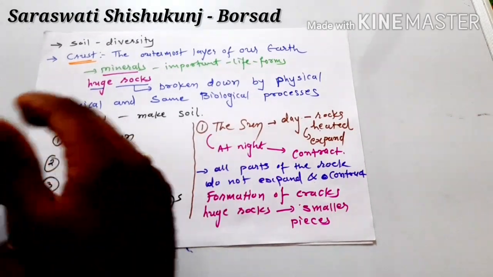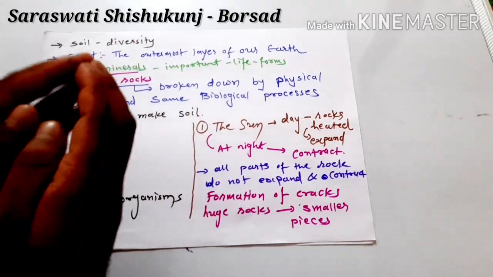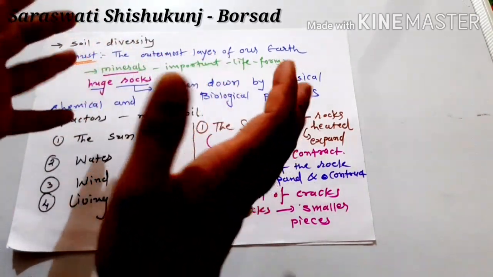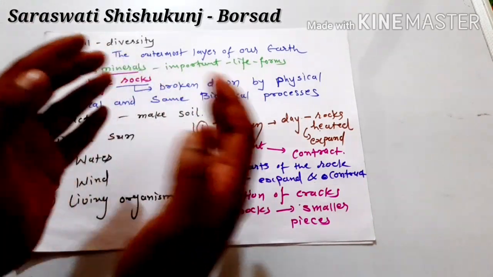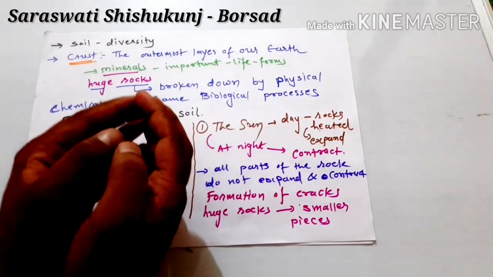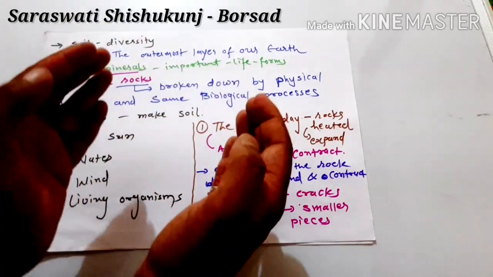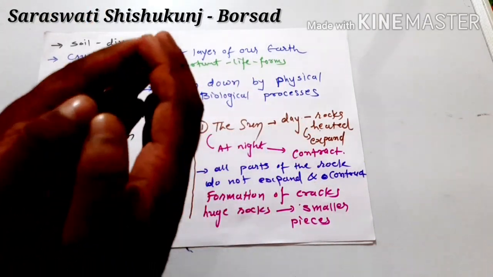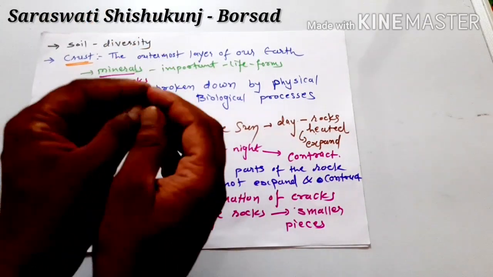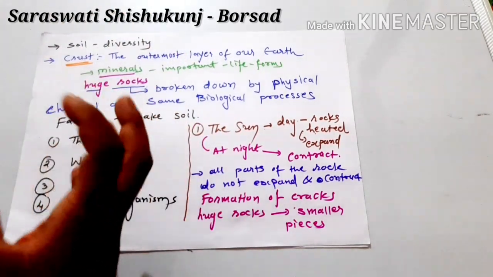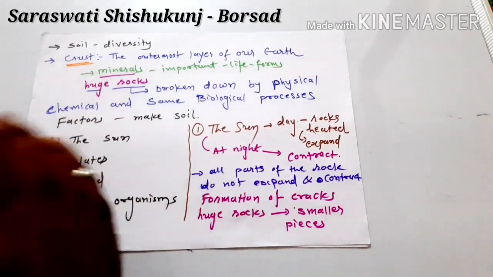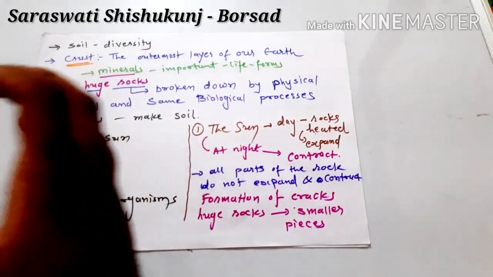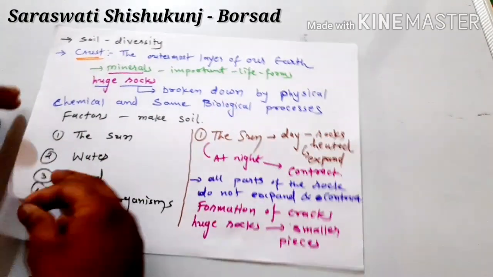At daytime it will increase the temperature, so the rock will try to expand. At night time the temperature will decrease, so it is going to contract. The expansion rate and the contraction rate are not similar, so it will form a crack in the rock, and from that crack the huge rock is going to get divided, broken into small pieces.